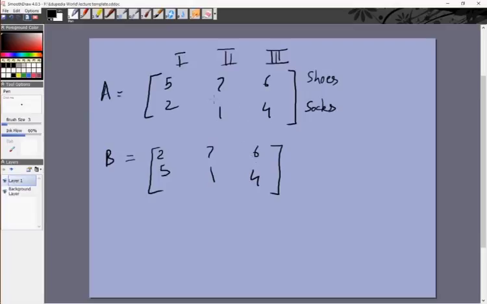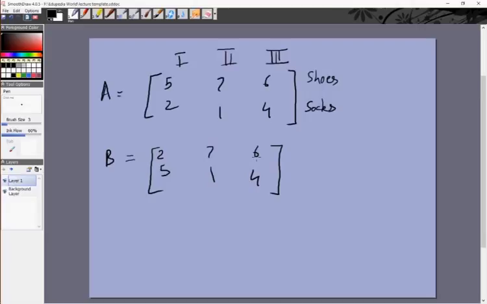Now if you have, let's say, 12 different matrices like this, each and every one of them representing the quantity made by a factory in a particular month, then you could add all 12 of those matrices and end up getting the matrix for the whole year. How do you add 2 matrices? We'll discuss that in the next video.